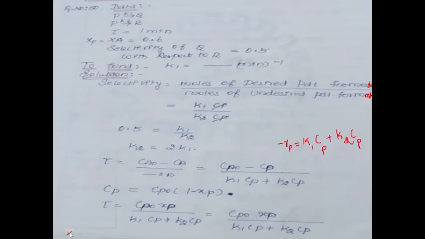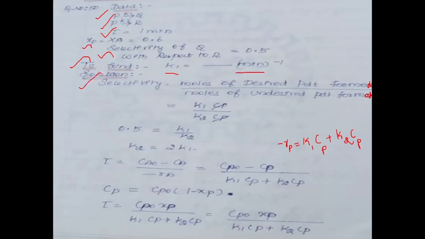Question number 50, data. We have two reactions. First reaction P gives Q, second reaction P gives R. So the first reaction rate constant K1, second reaction rate constant K2. Space time tau is equal to 1 minute. Conversion of reactant P, that is XP, is equal to 0.6. Generally this is denoted as XA. Selectivity of Q with respect to R is equal to 0.5. The objective of this question is to determine the first order rate constant K1 in minute power minus 1.